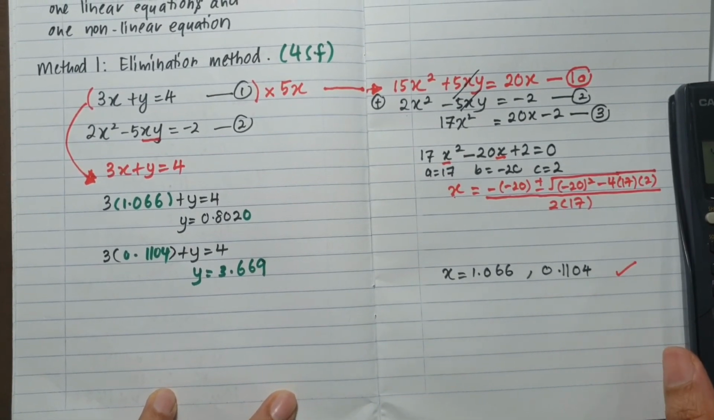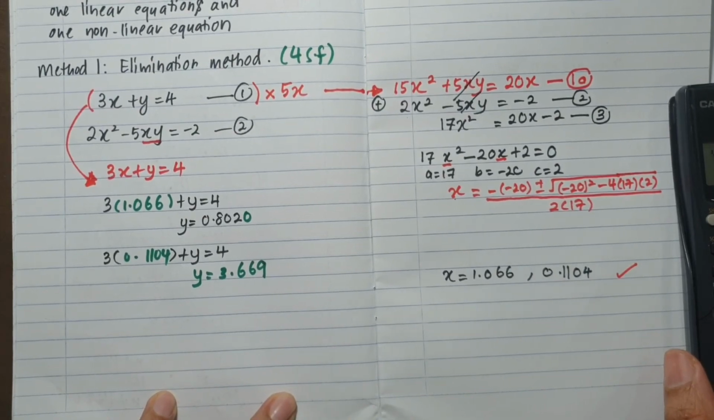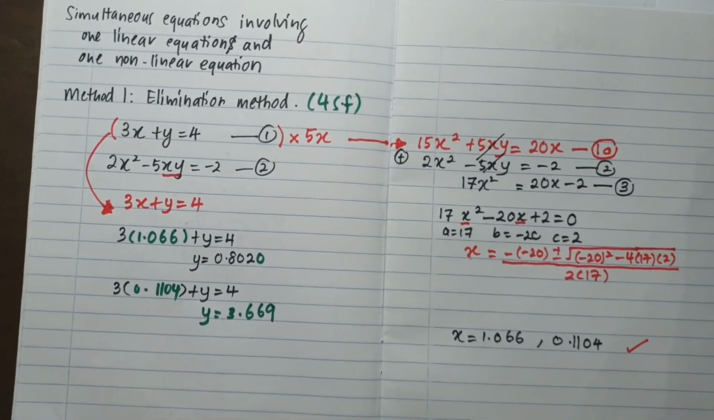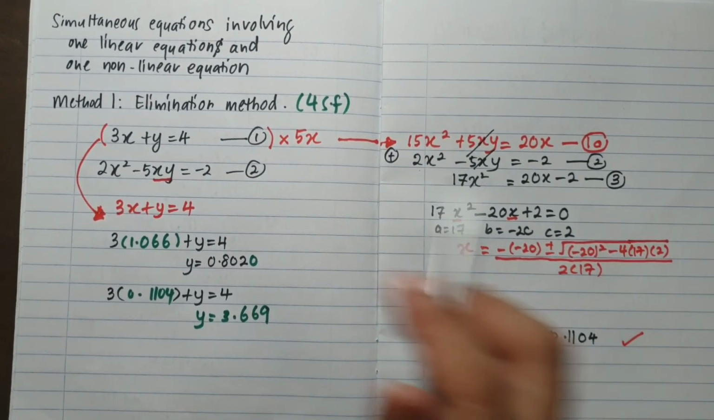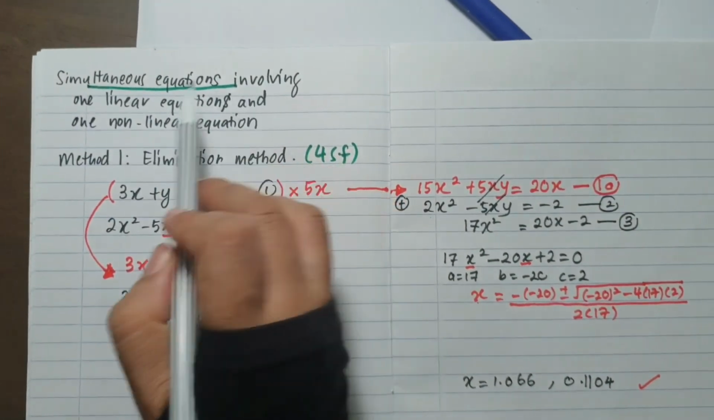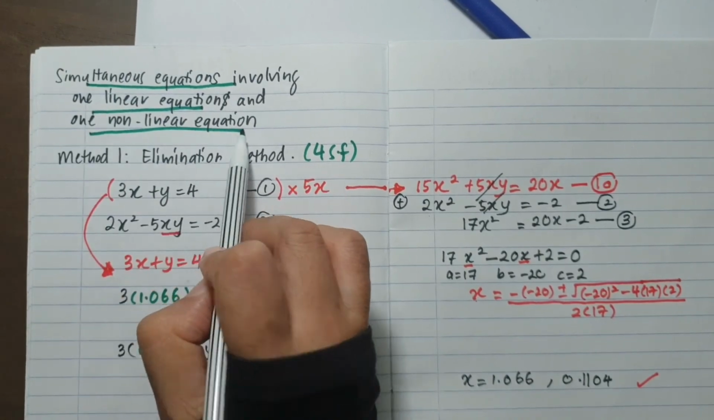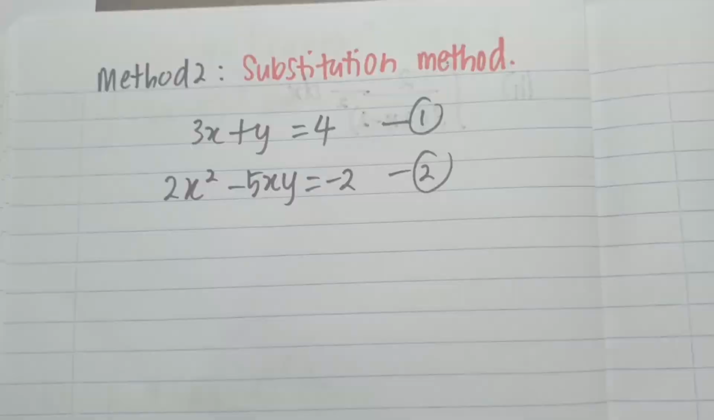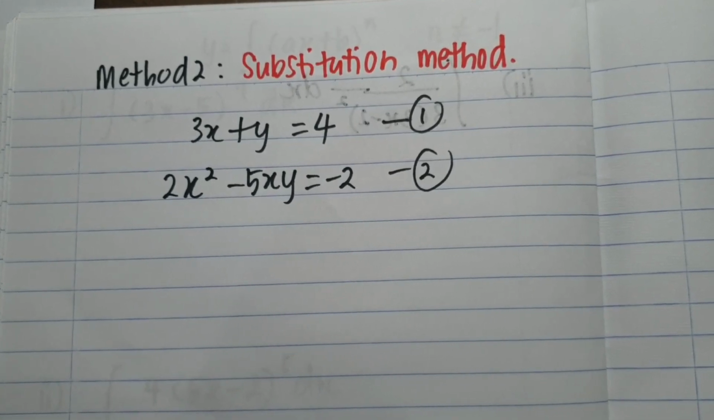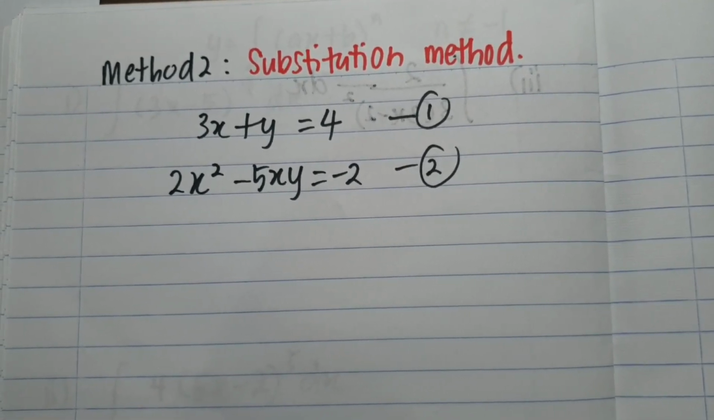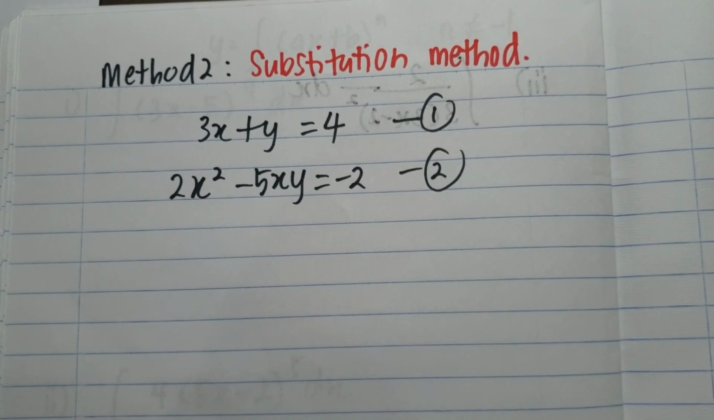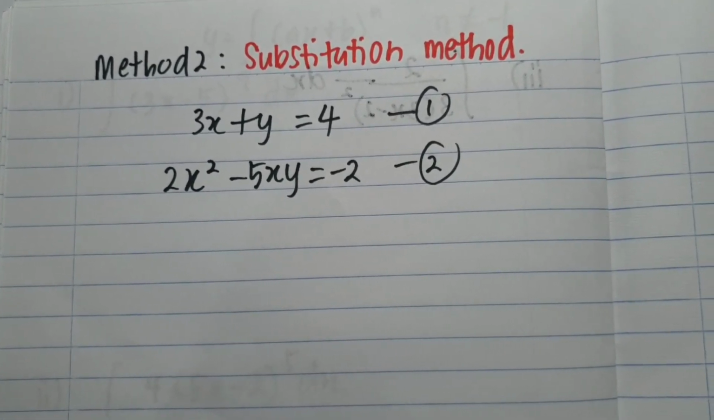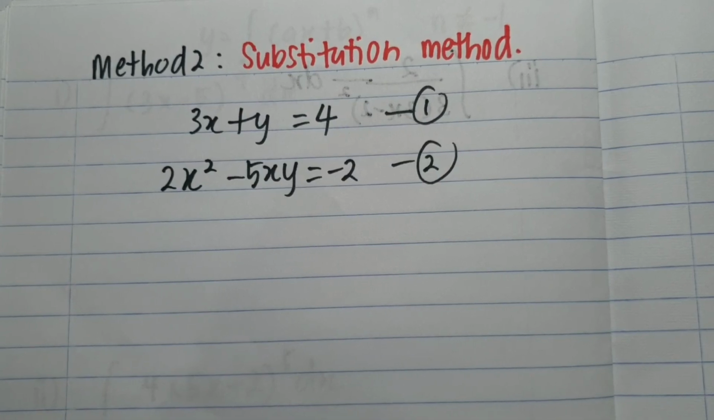Okay, done. So this is the first method, the elimination method. But we always use the substitution method to solve simultaneous equations involving one linear and one non-linear equation. Let's see after this. We will meet in the next video to solve this type of equation by using the substitution method. See you in the next video.